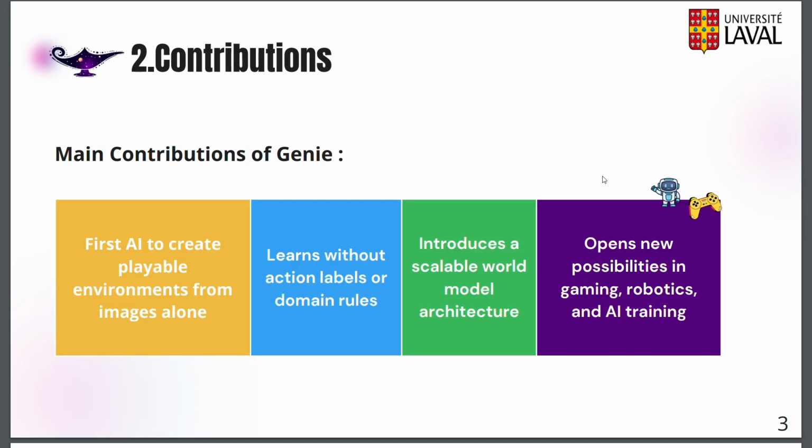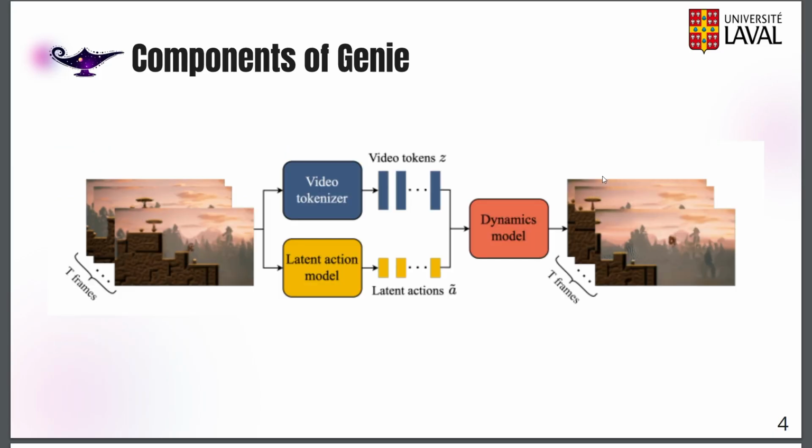Genie's contributions are significant. First, it's the first model capable of creating playable environments from a single image input. Second, it learns fully unsupervised, no action annotations, no domain-specific tuning, just by watching gameplay videos. Third, Genie introduces a scalable architecture combining a video tokenizer, a latent action model, and a dynamics model. Finally, its approach could profoundly impact not only game design, democratizing it, but also robotics by enabling agents to learn in virtual worlds.